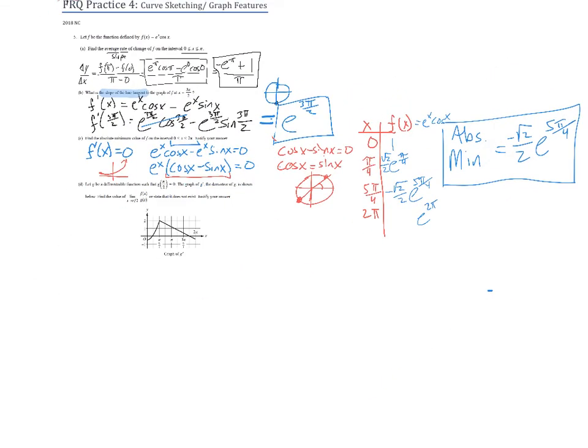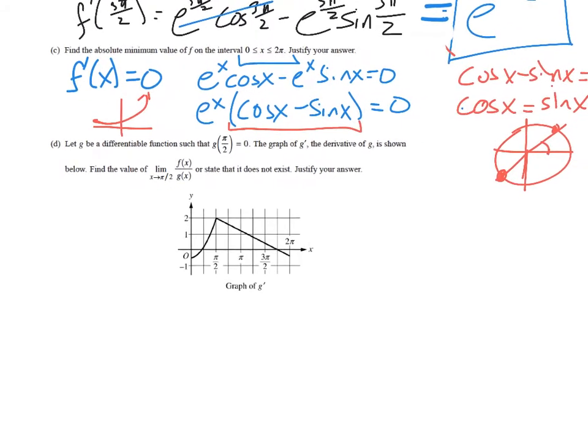Okay, but remember, when we're looking for min or max on an interval, we have to actually find where f prime of x equals 0 and check the endpoints. Okay. All right. Last one here.